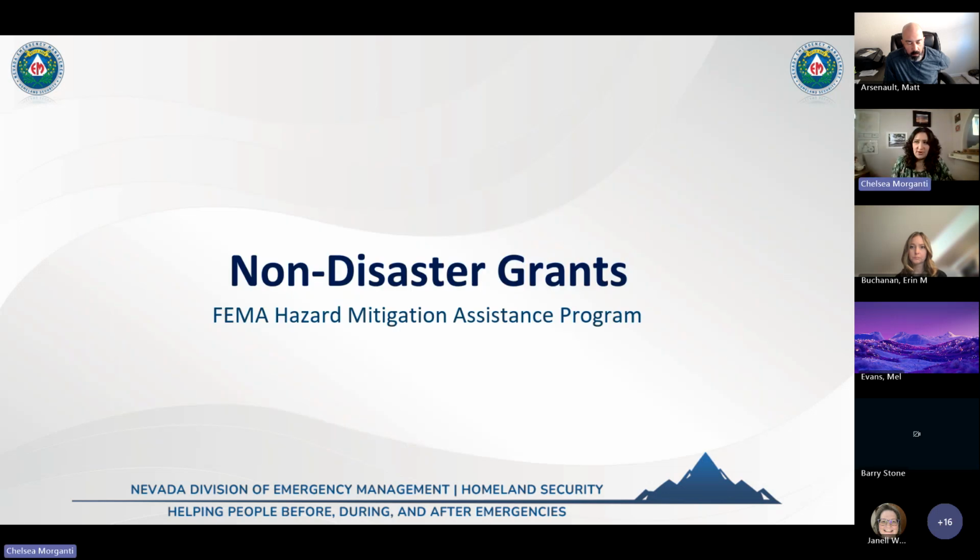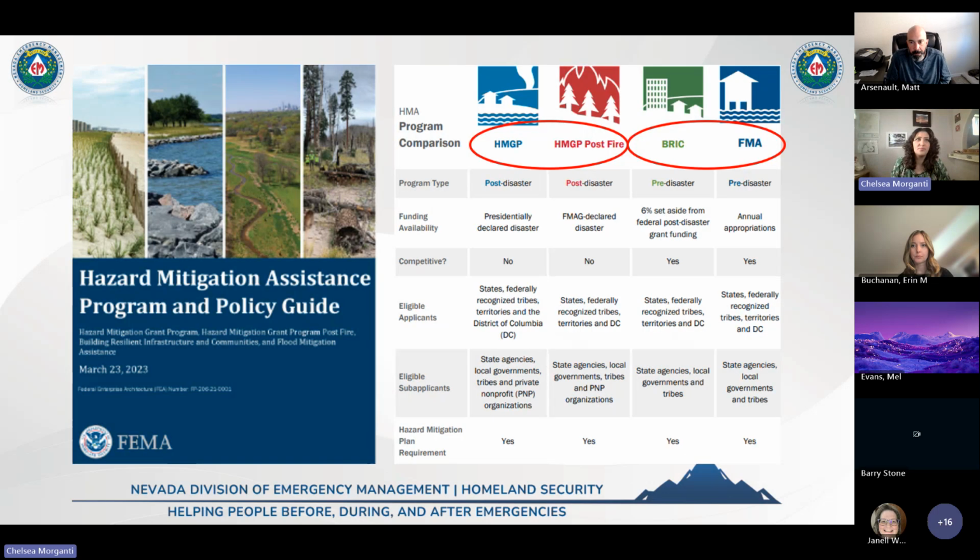So, non-disaster grants. I'm realizing as we're speaking that when we're talking about natural hazard mitigation, we need to get a definition of what those eligible projects include. So I'm going to back up really quick here.